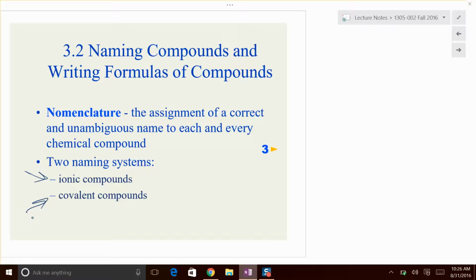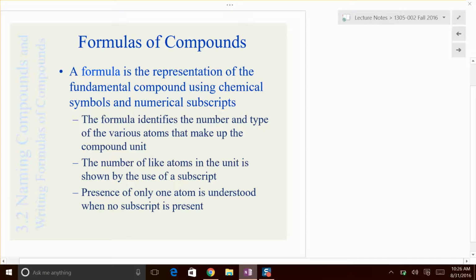You can identify the difference and you can name them correctly. Because you're going to want to name everything this way because it's so easy, but it doesn't work. You'll get it wrong. So you need to learn how to do these ionic ones. Ionic compounds are a little more complicated to name.